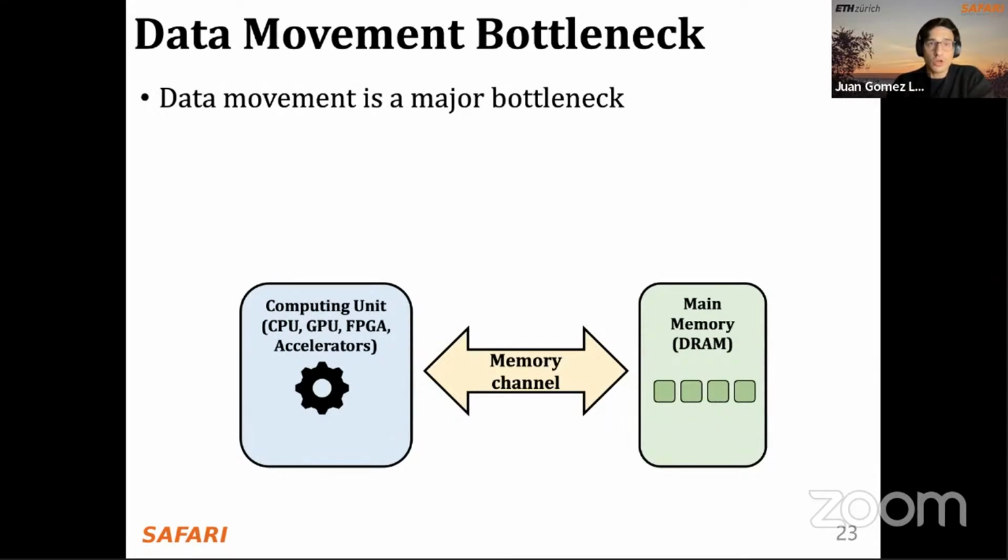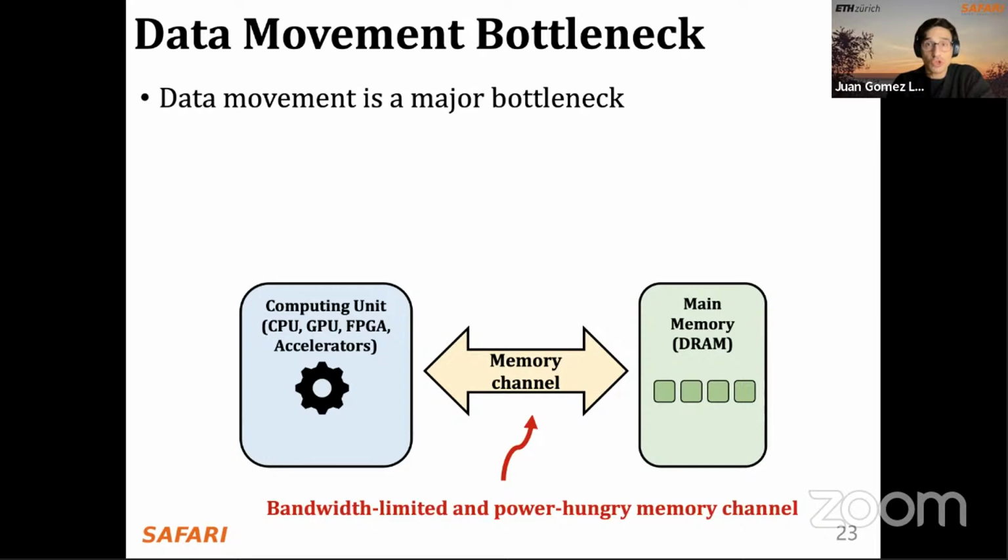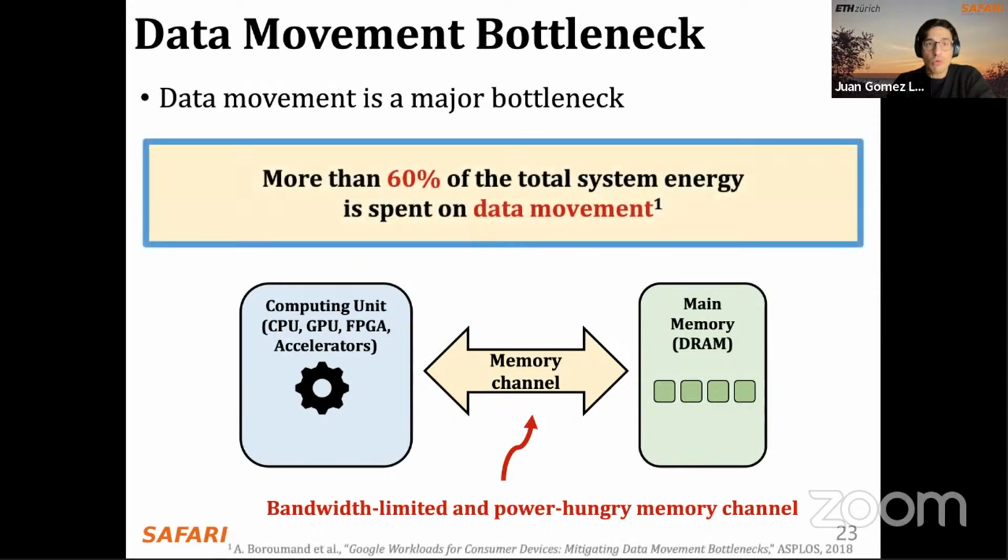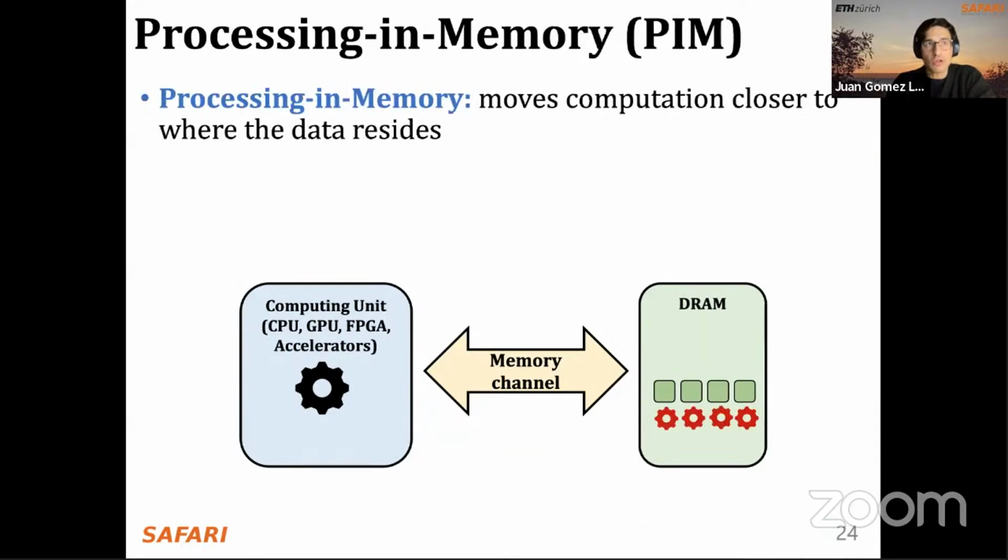One thing that you already know is the data movement bottleneck. It's a major bottleneck in terms of performance and energy efficiency on processor-centric systems these days. The main reason is that the memory channel is bandwidth limited and power hungry, and recent works have shown that around 60% of the total system energy is spent on data movement.